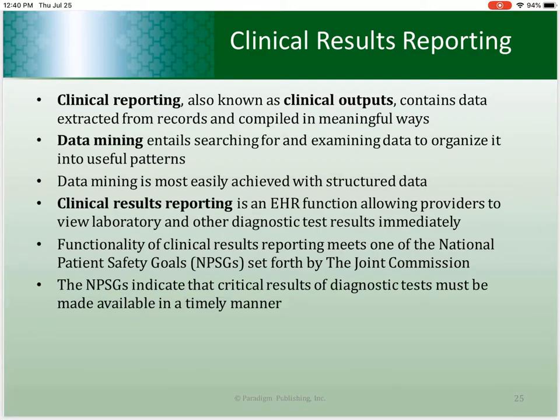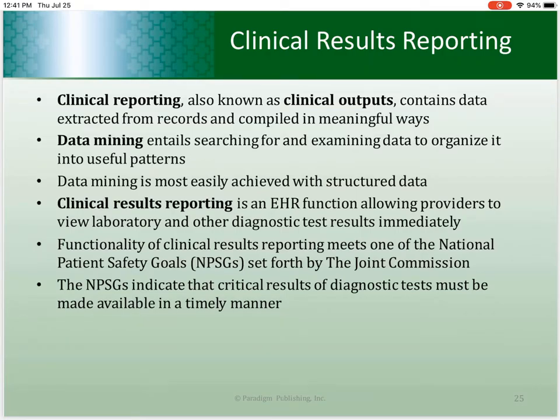Data mining is the process of searching for and examining data to organize it into useful patterns and trends. Data mining and reporting of structured data can be accomplished quickly and easily using an EHR system because the fixed nature of structured data makes it easy to search for, query, and quantify. Data mining of unstructured data is more of a challenging process that requires researchers and developers working hard to simplify. A wealth of information is buried in the narrative provider notes of an EHR, waiting to be manipulated and studied.